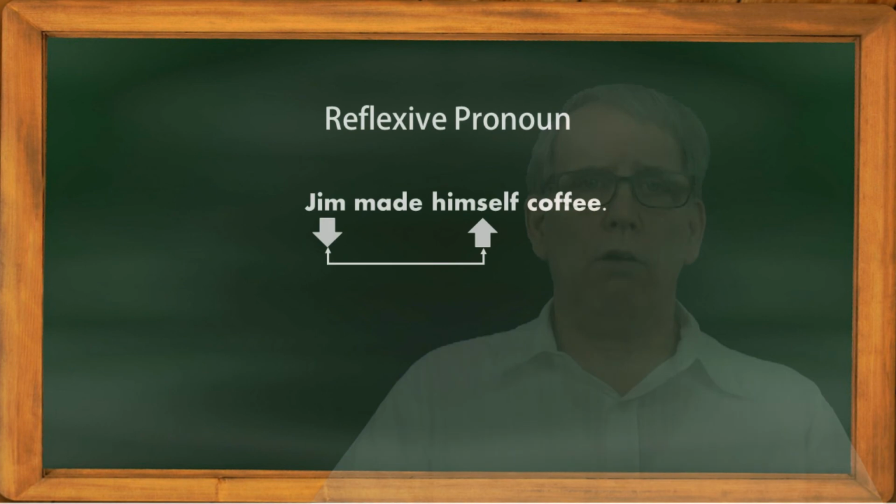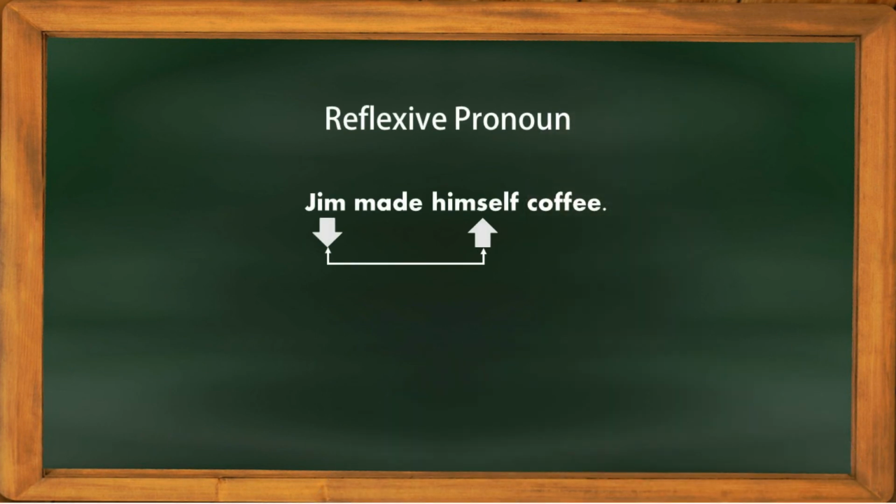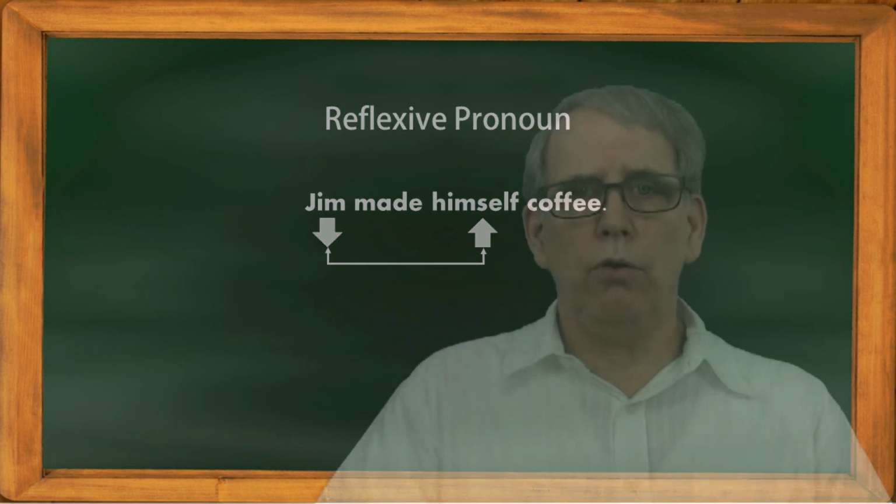Jim made himself coffee. In this sentence, himself is a reflexive pronoun that refers back to Jim. Without the reflexive pronoun himself, it would be impossible for us to know for whom Jim made coffee. Did he make coffee for himself or someone else?